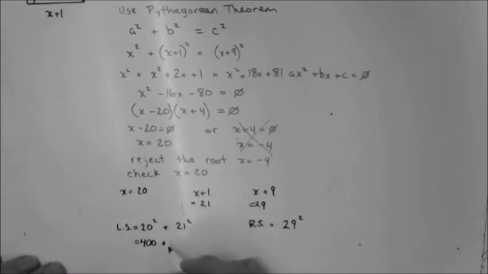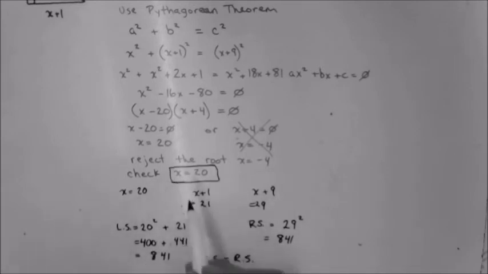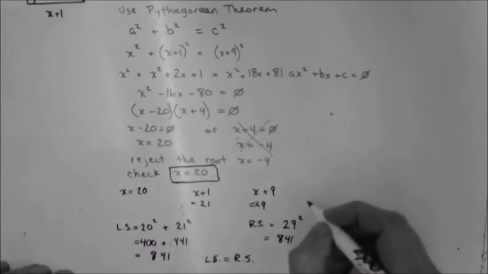21 squared is 441 for a grand total of 841. And over here, 29 squared, chuck it in your calculator, is 841. So the left side equals the right side, and this is a good solution. X equals 20 is a good solution for this right angle triangle. So the three sides of the right angle triangle, that was the goal of the problem.